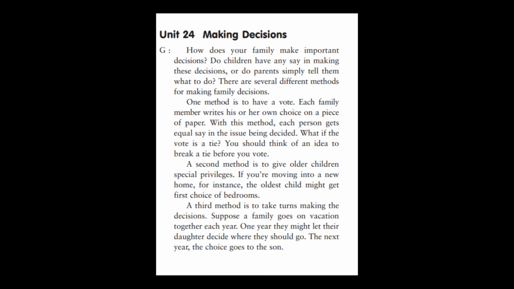Unit 24. Making Decisions. How does your family make important decisions? Do children have any say in making these decisions, or do parents simply tell them what to do? There are several different methods for making family decisions. One method is to have a vote.